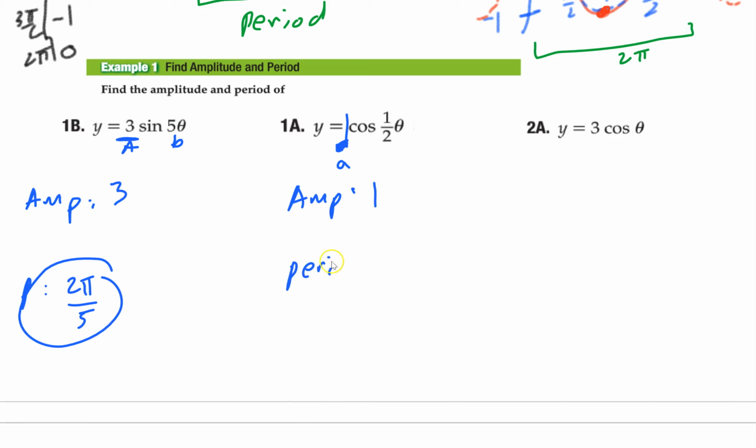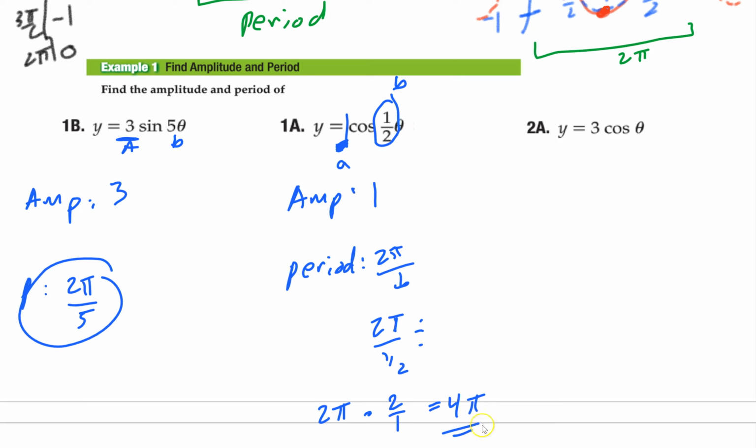The period, 2 pi over b. I meant to do this last time, I didn't write the formula. There it goes. B's the number right here. So you get 2 pi over 1/2. Now you can't leave it like that. We're not scared of this anymore. It's just the same thing as a divide sign. So it's 2 pi times the reciprocal. So it's 4 pi. And then one over here. The amp, again, just the number in front. So 3.